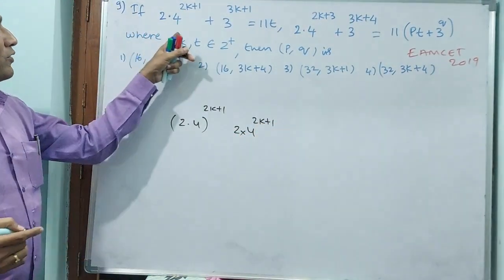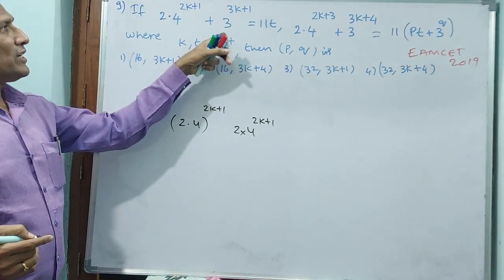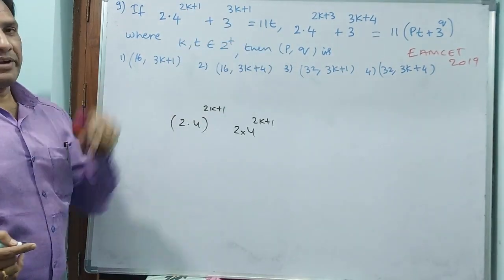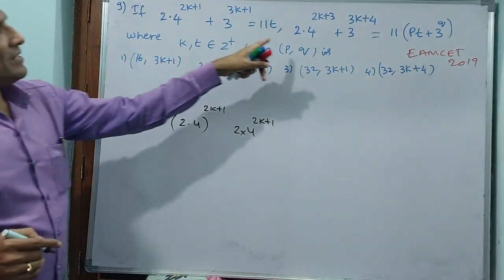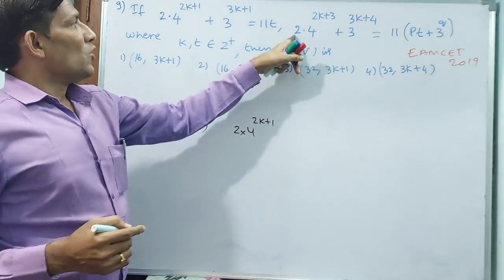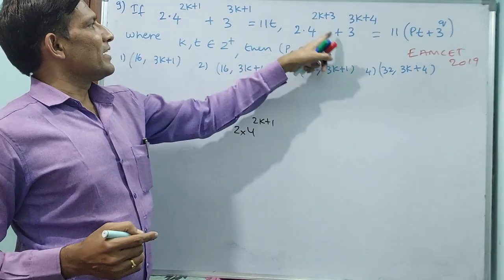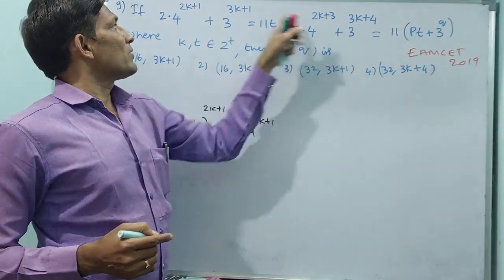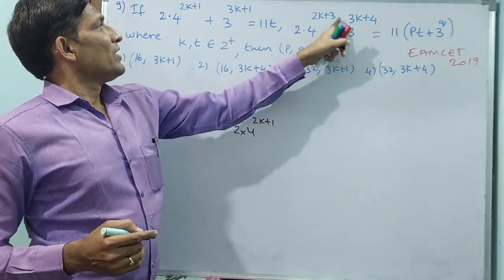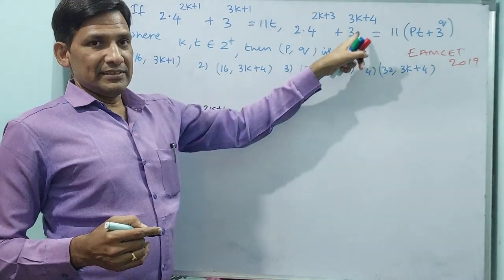2 into 4 power 2k plus 1, plus 3 power 3k plus 1, is equal to 11t. That is one equation. Second equation also you see: 2 into 4 power 2k plus 3, here 2k plus 1 was there, here 2k plus 3, plus 3 power 3k plus 4, here 3k plus 1 was there. Here 2 increased, here 3 increased.